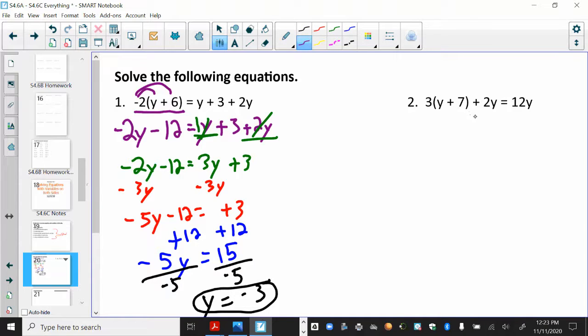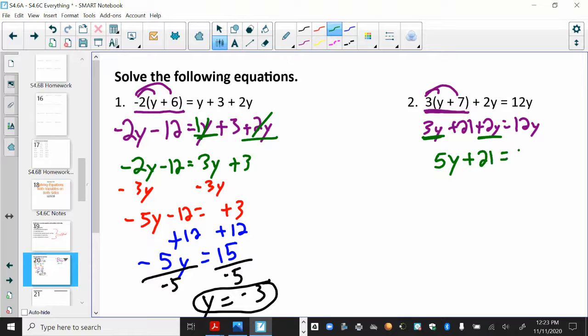Distributive property. I have right here, it's not all of it, right? There's more on this side, but I just want the distributive property. So I'm going to start at that parentheses and move my way to the left till I get a number and or a sign if there's a sign. I'm going to distribute to get 3y plus 21 plus 2y equals 12y. Alright. Combine like terms. On the left, I have 3y plus 2y to get 5y. Bring down my plus 21 equals 12y.